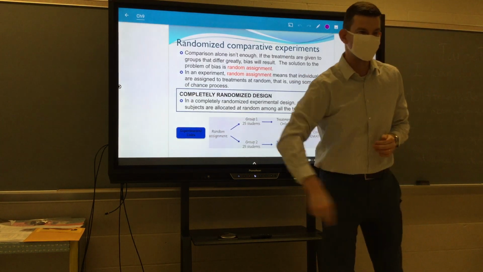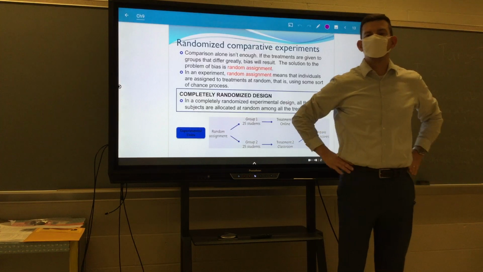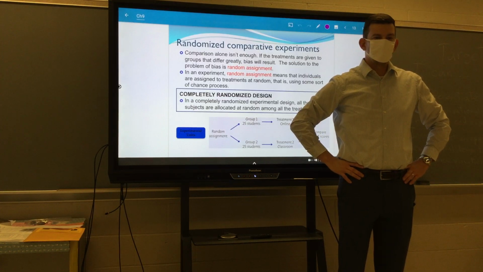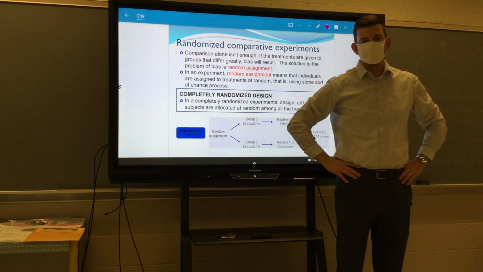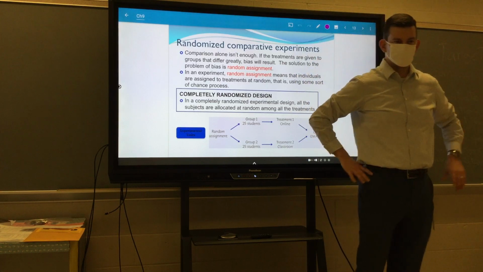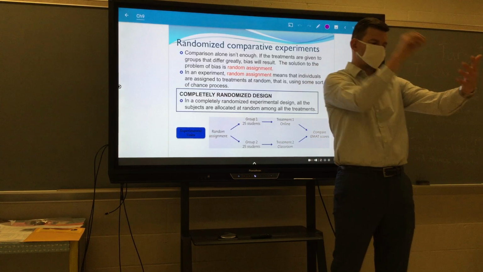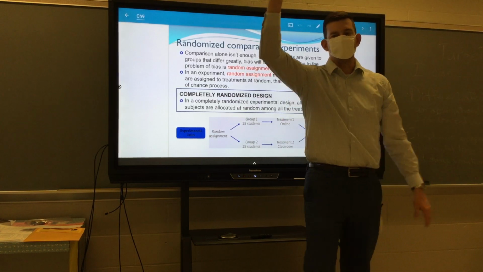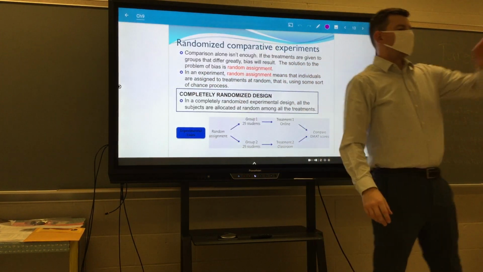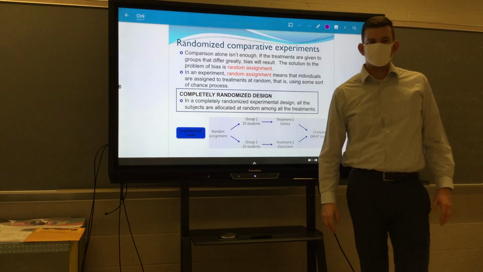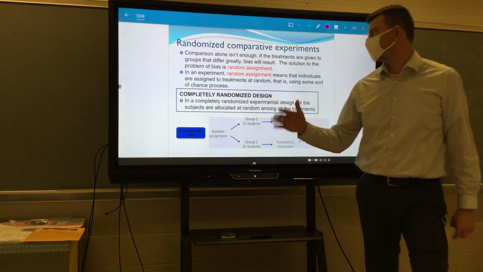Random assignment means everybody in your group has a number. Get your random number generator out, and you're randomly assigning participants to the group. So person number 3, person number 12, person number 37, you're in group A. These other people, you're in group B. And that is the random assignment.